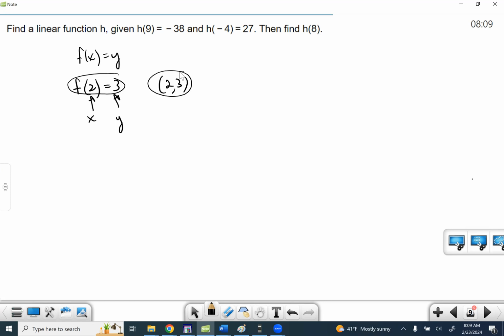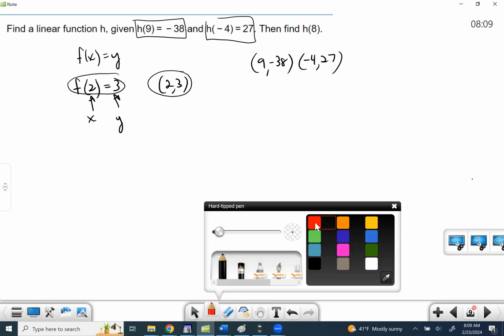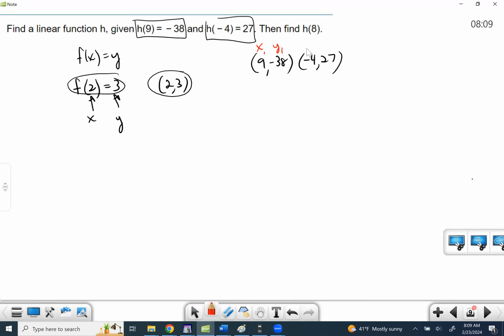So what I might do first on this problem is take these two and write them as ordered pairs. h of 9 equals negative 38, that's going to be (9, -38). h of negative 4 equals 27, that's going to be (-4, 27). And now this is what I'm used to. When I have 2 points like this, I know I have to label them x1, y1, x2, y2, and I'm going to get the slope, just like we did on the previous example.